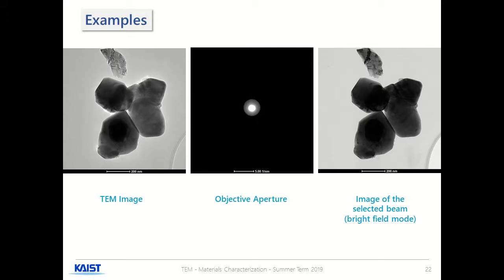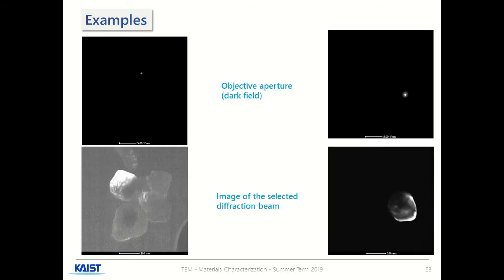Next, we'll look at the diffraction pattern of the image in bright field mode. The objective aperture is put around the transmission spot, which means we only select the direct beam and eliminate the diffracted beam. We can see that the image on the right is much clearer than that on the left, because by eliminating the diffracted beam, we minimize the recombination of the intensity of transmitted and diffracted beams.